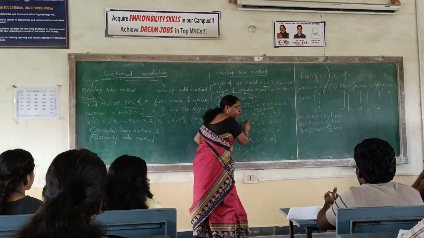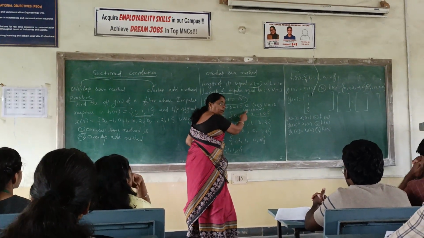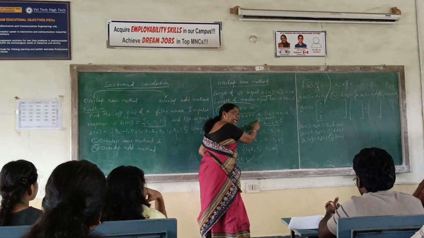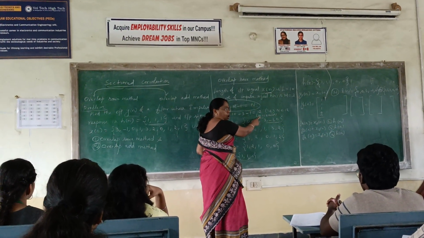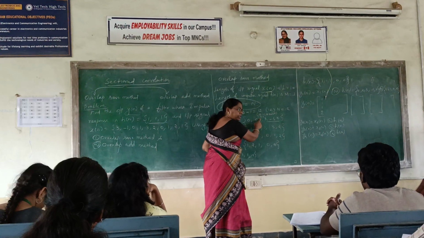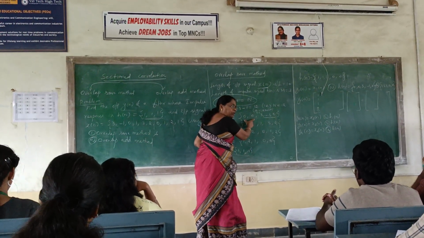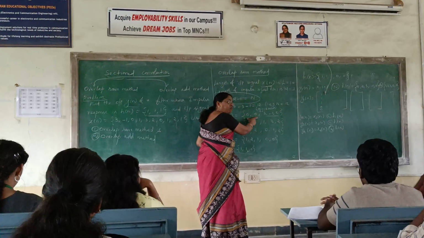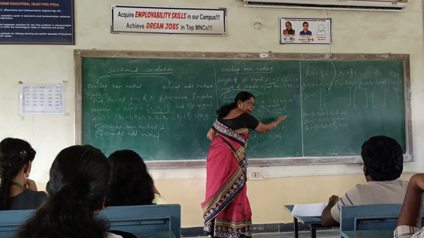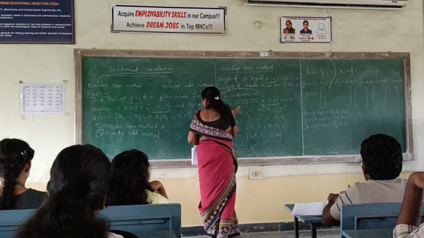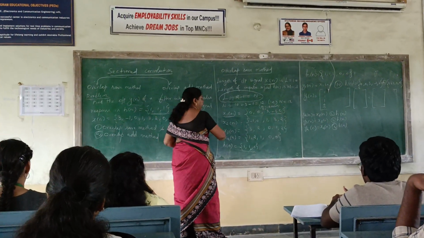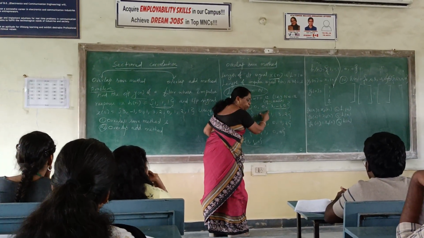Why? Because M is the number of samples in the impulse response h of n. How many samples are there? 3 samples, so 3 minus 1 equals 2. You have to append 2 zeros at first itself, not at the back. In the overlap save method, you have to add 2 zeros at first.